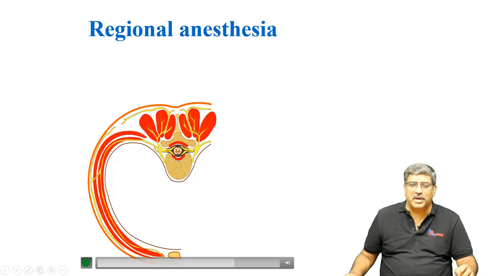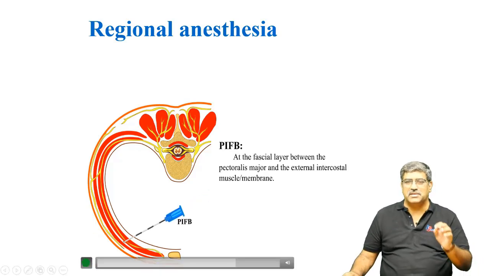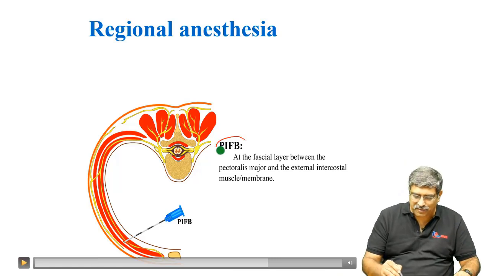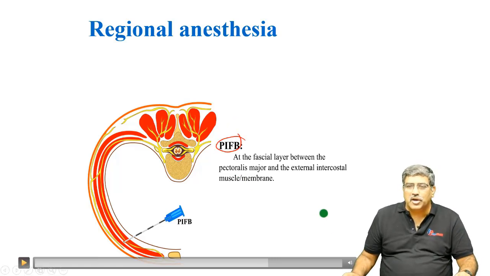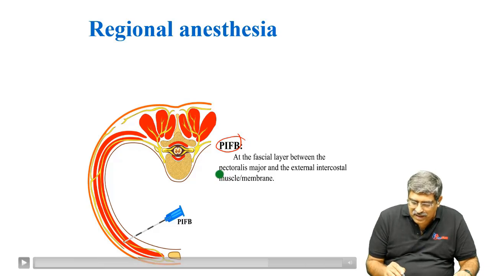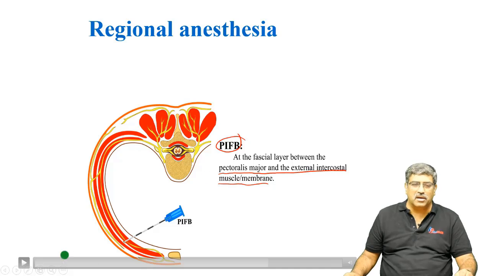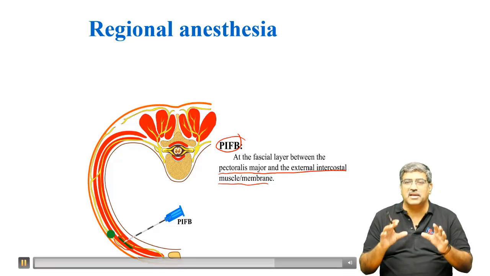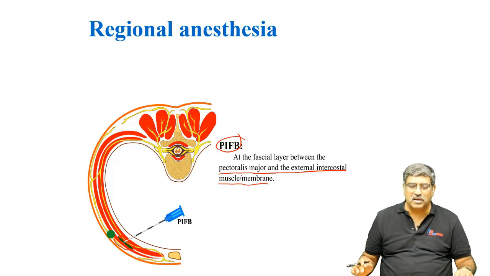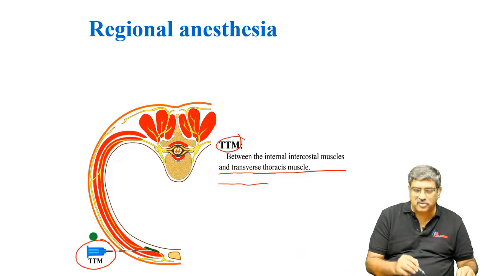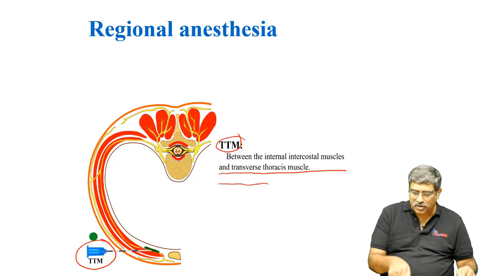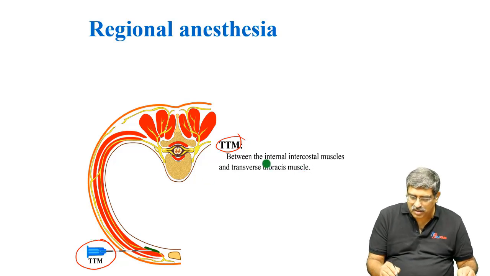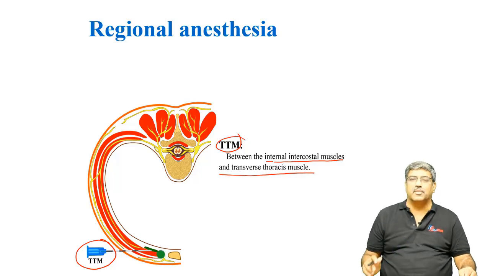Now coming to PIFP and TTB. PIFP is nothing but pectointercostal fascial plane block. Here you block the fascial layer between pectoralis major and the external intercostal muscle. You deliver the drug between pectoralis major and the external intercostal muscle. And finally coming to the transverse thoracic muscle nerve block. Here you block the space between internal intercostal muscle and the transverse thoracic muscle.